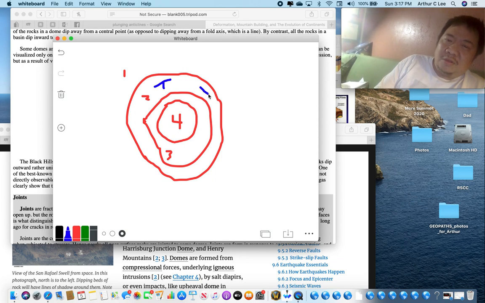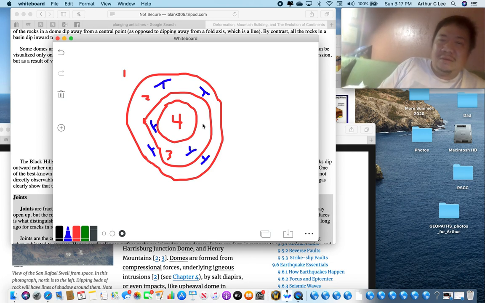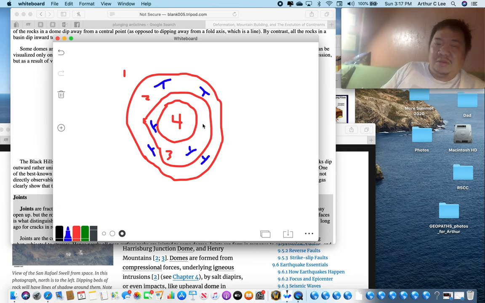Again, try and follow the strikes; they are going to follow the bedding planes. And the dips, which are always drawn shorter than the strikes, are going to go towards the center of the basin. Like that. Okay? That's what a basin looks like.